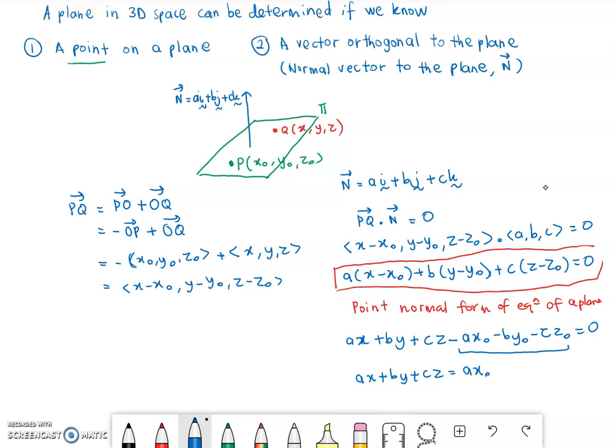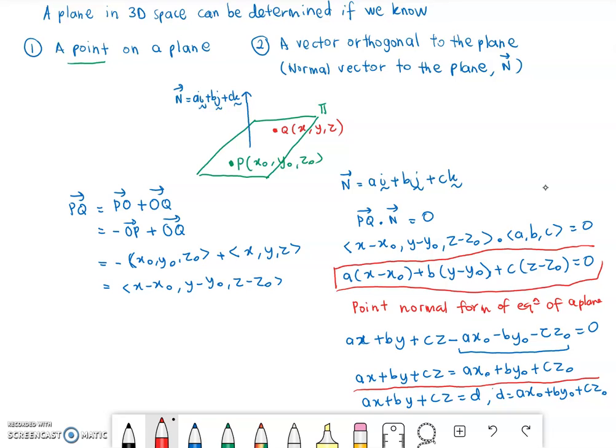where d is equal to ax naught plus by naught plus cz naught. Or we can write this as ax plus by plus cz equals d, where d is equal to ax naught plus by naught plus cz naught. So this form of equation, we call it the standard form of equation of a plane.